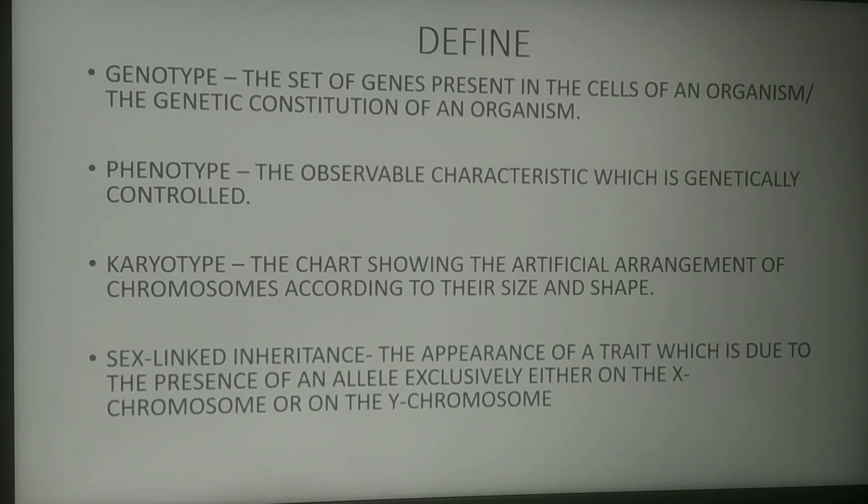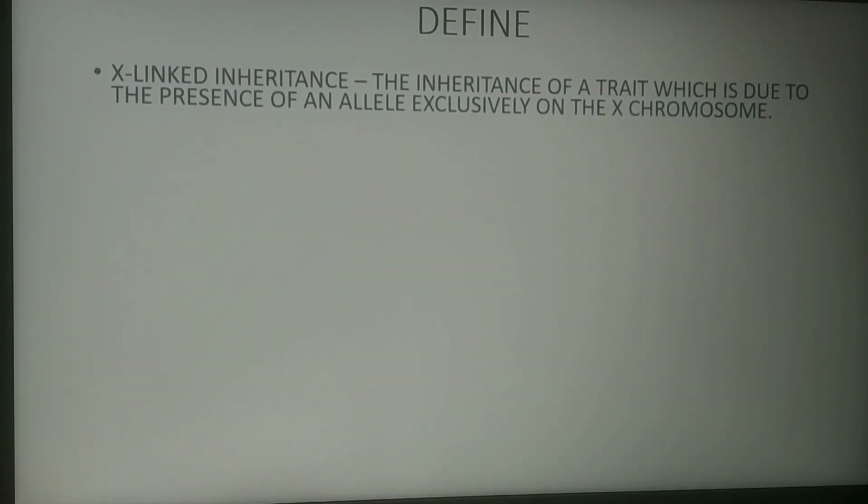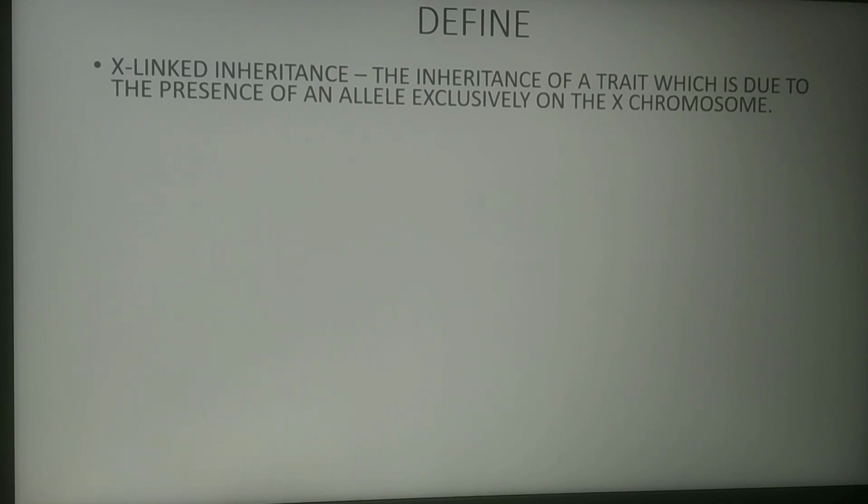Sex-linked inheritance, the appearance of a trait which is due to the presence of an allele exclusively either on the X chromosome or on the Y chromosome. X and Y are sex chromosomes. X-linked inheritance is the inheritance of a trait which is due to the presence of an allele exclusively on the X chromosome. The inheritance of color blindness, hemophilia, etc. are examples of X-linked inheritance.